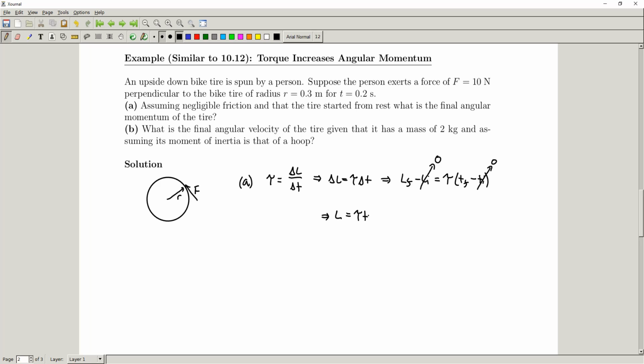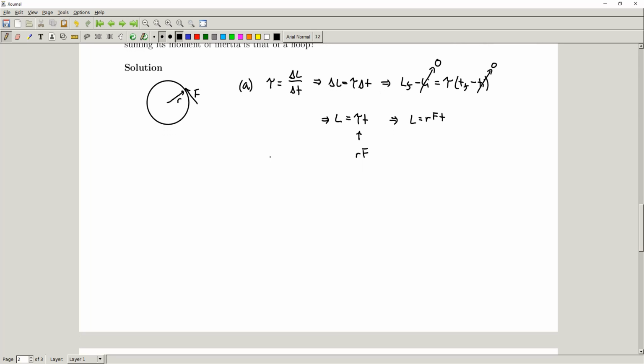Except that we know we can rewrite tau as rf sine theta, right? But in this case, our sine theta is just going to be 1 because our force is always being applied at a right angle to our radius. And so if we make that replacement, this is going to give us L equals Rf t, right? And at this point, we are ready to solve the problem. I'll sub in numbers where we have L equals Rf t.